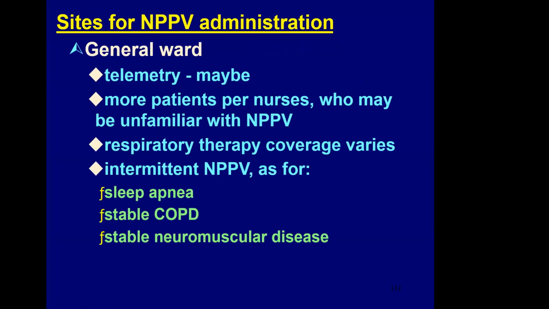In the general ward, there may be telemetry. There are many more patients per nurse, and the nurses may be unfamiliar with ventilation. Respiratory therapy coverage varies in the general wards. And here is where we would use an intermittent NPPV. Intermittent NPPV as for sleep apnea, stable COPD, and stable neuromuscular disease.